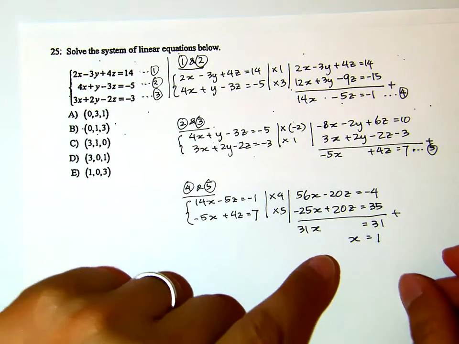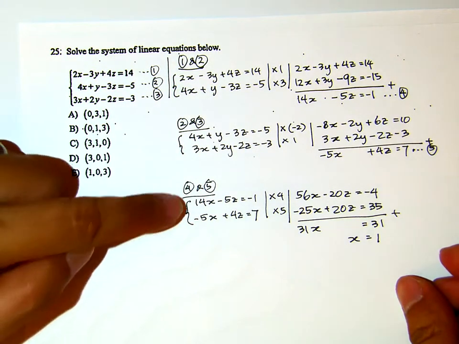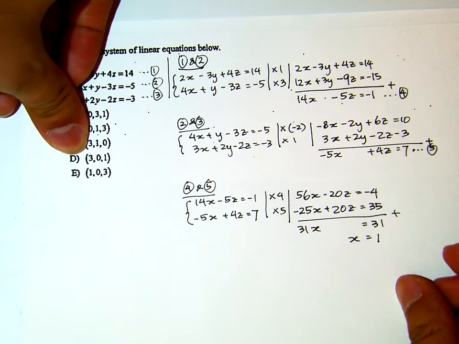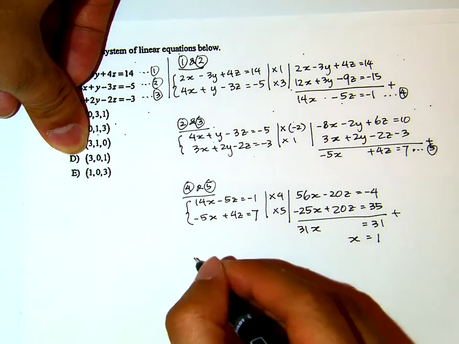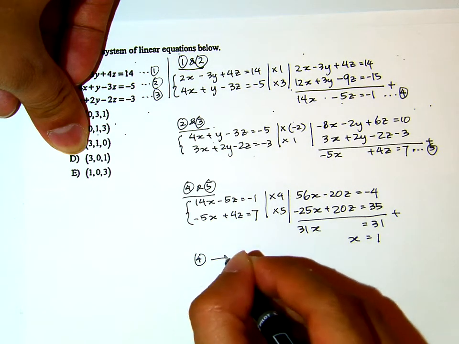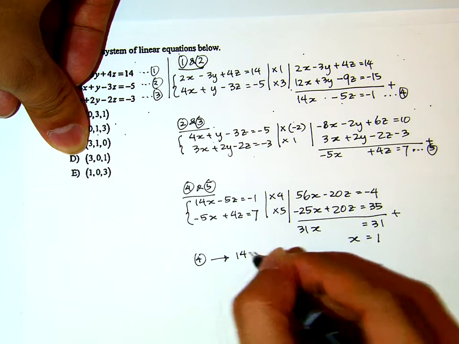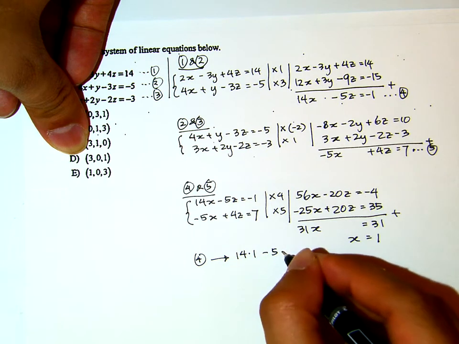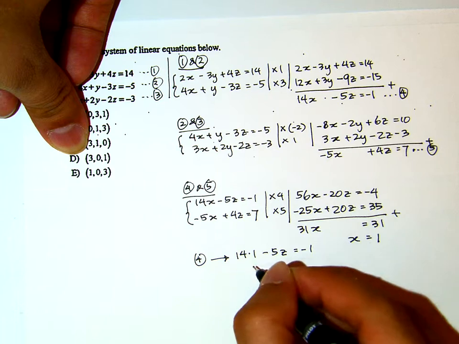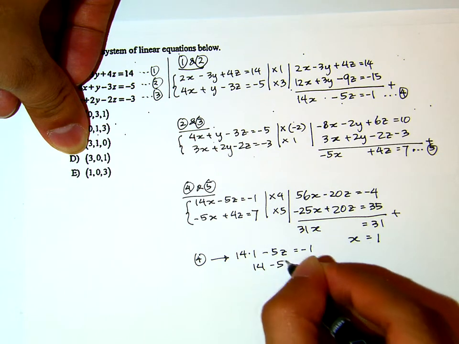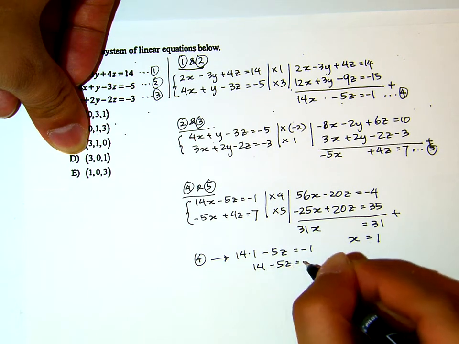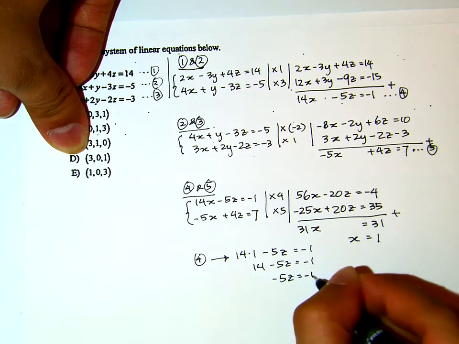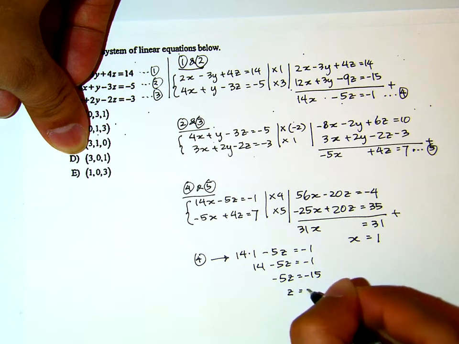Now what I will do then is to use this x and plug it into either one of these equations here. For example, let me choose to plug it into equation 4. If I plug it into equation 4, then 14 times 1 minus 5 times z equals negative 1. 14 minus 5z equals negative 1. Negative 5z equals negative 15. Therefore, z equals 3.